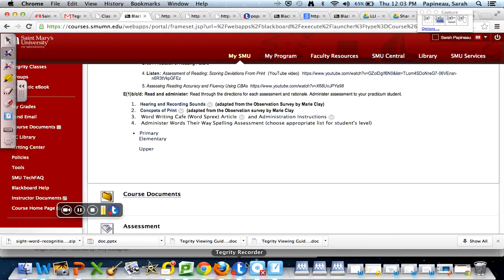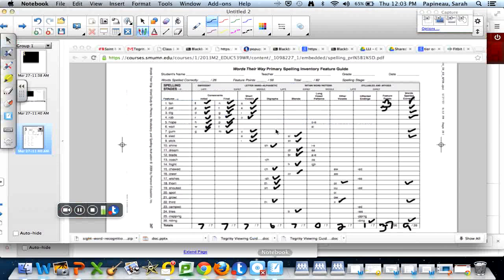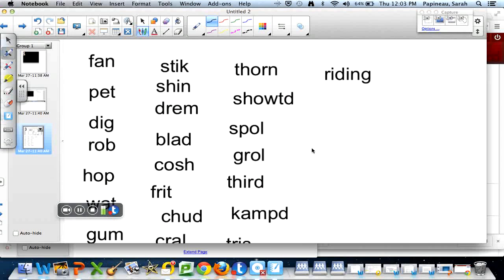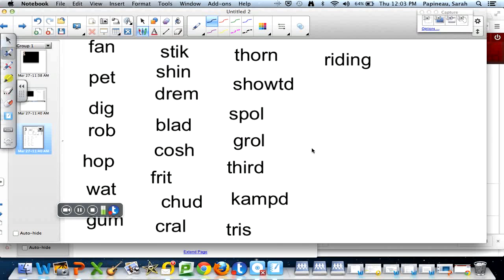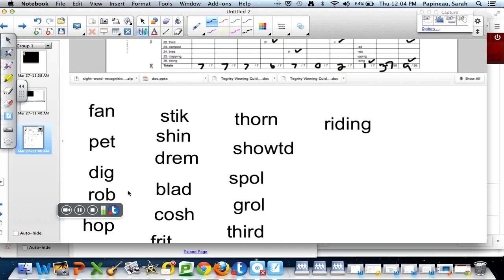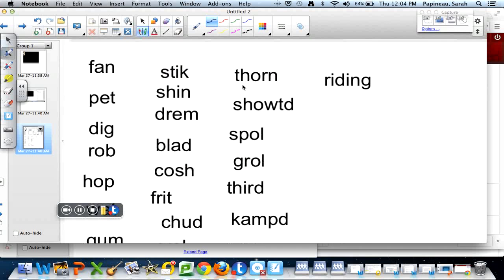So, all right, let's take a look. I've pulled up a notebook to help you with this. Once you give the Words Their Way spelling inventory, if you look down here, this is my mock spelling from somebody, I guess. I just made it up. But you can see that they spelled fan, pet, dig, and rob correctly. So these first 4 look good. We get to hope, and they left off the E. Wait, left out the I, but spelled gum correctly. Sled, I think, was the word, and they spelled that correctly too.